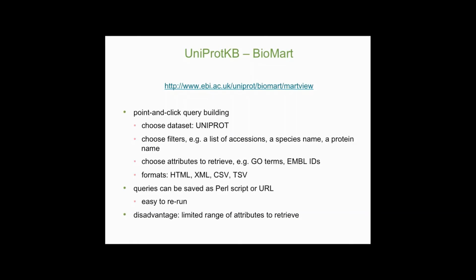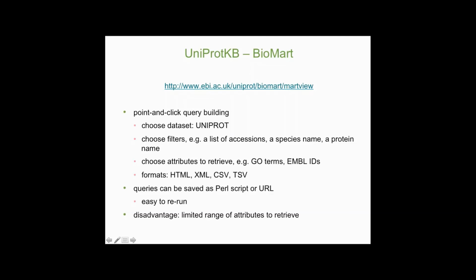So you either provide a list of accessions, which then is sort of like a batch retrieval of entries, or you provide a species name or protein name, etc., and launch a query. You specify the fields or the columns you'd like to download in the so-called attributes section, where you can specify, for example, that you'd like to download GO terms or EMBL IDs for all the search hits that you get. The formats that are available for result viewing are HTML, XML, CSV, and TSV, so fairly limited.